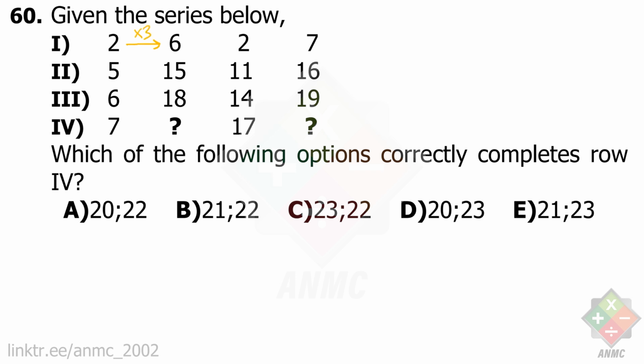2 times 3, 6. 5 times 3, 15. 6 times 3, 18. 7 times 3 is 21. 6 minus 4 is 2. 15 minus 4 is 11. 21 minus 4 is 17. 2 plus 5 is 7. 11 plus 5 is 16. 17 plus 5 is 22. The answer is 21, 22, B.